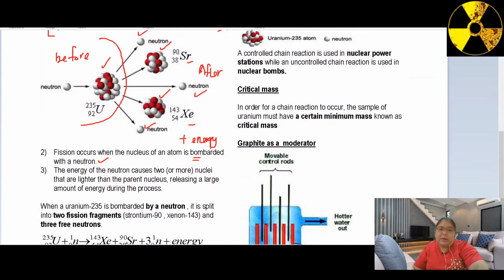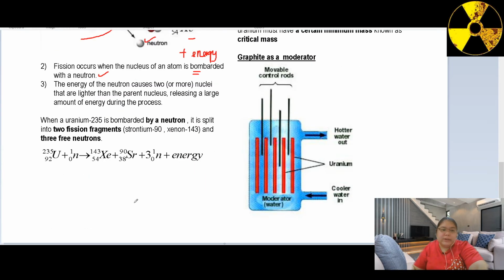Okay, this one is what I want to show you. Now we continue the following. This one is an equation. Let's see the equation here. When the uranium-235 is bombarded by the neutron, okay, we're using the word bombarded, it is split into 2 fission fragments.